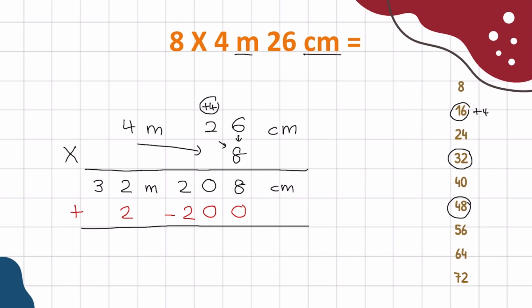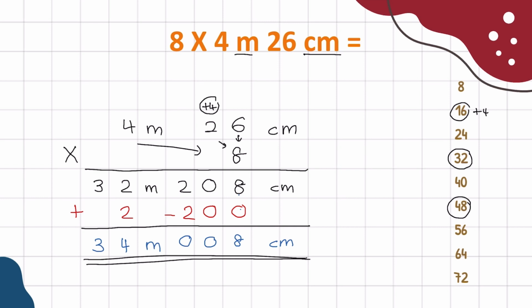Then we need to find the final answer. So for the centimeter part, 8 minus 0 would be 8, 0 minus 0 would be 0, 2 minus 2, 0. And then for the meter part, 32 plus 2 would be 3 and 4. Bring down the unit m and cm. Then we're done. So 8 times 4 meter 26 centimeter is equals to 34 meter 8 centimeter.